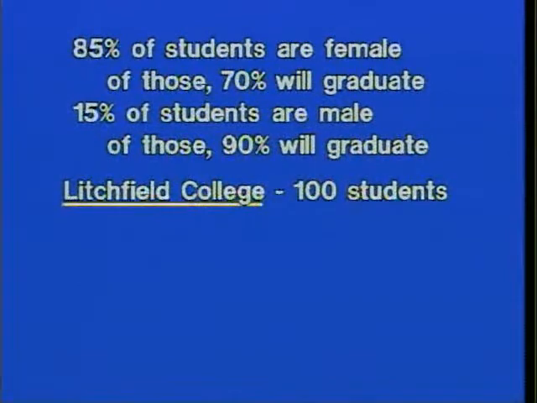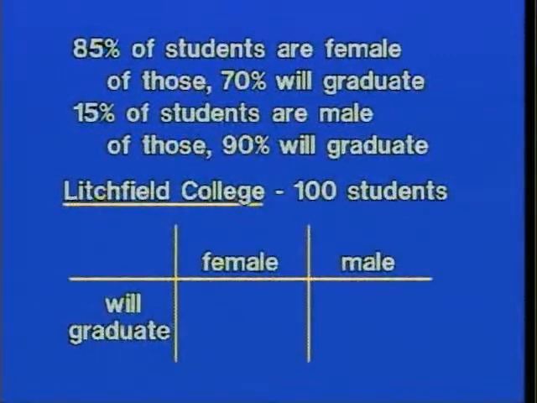Now, to put numbers onto these problems, I'm assuming that Litchfield College has 100 students, because 100 is just an easy number to work with and corresponds well with the percent numbers. We could just as easily use 148 or 10,000 or any number that we'd like. It's just that 100 works out pretty well and is easy to calculate. All right, let's fill in some of the information in this chart.